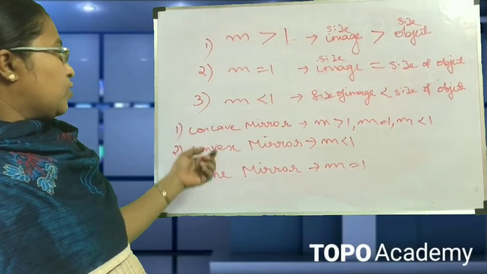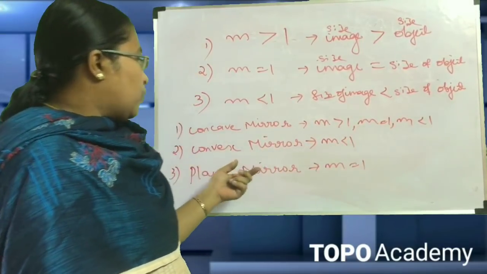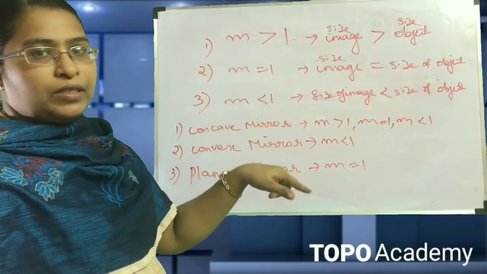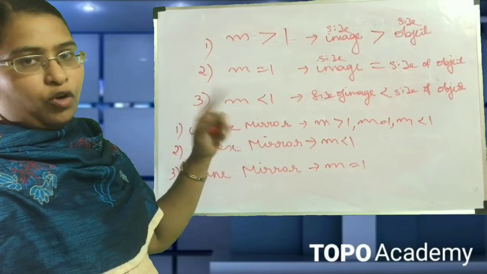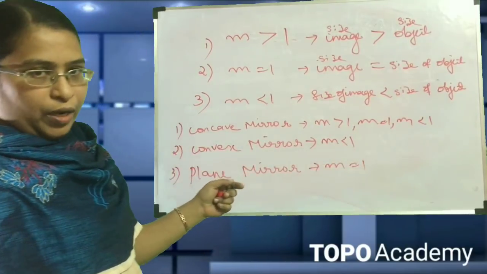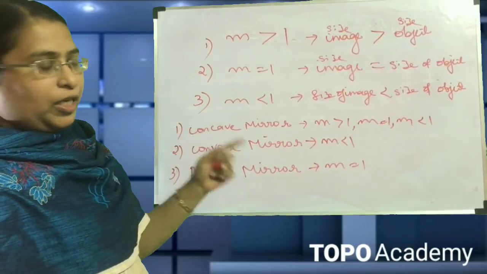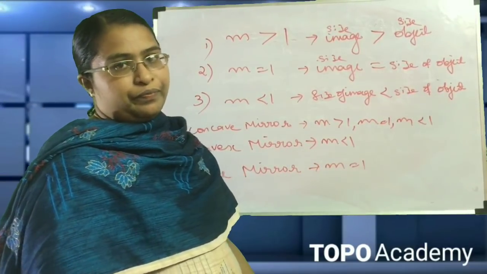So these are the three cases: concave mirror, m greater than 1, m equal to 1, or m less than 1. In the case of a convex mirror, the image formed is always less than the size of the object, so magnification is less than 1. In the case of a plane mirror, the size of the image is always equal to the size of the object, so here the magnification is always equal to 1.